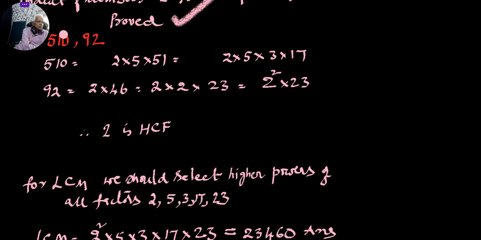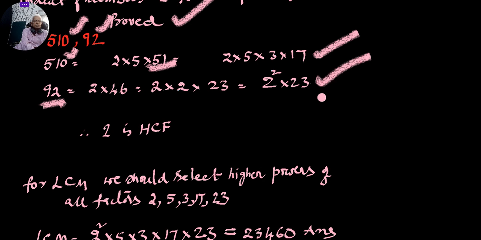The next pair is 510 and 92. Split into prime factors. 510 has a 0 here, so we should divide by 10. 10 times 51, 2 times 5 times 51. Again 51 is split into 3 times 17. So 2 times 5 times 3 times 17. And 92 is 2 times 46, 2 times 2 times 23, so 2 square into 23.